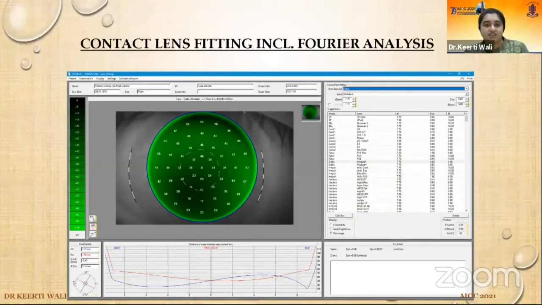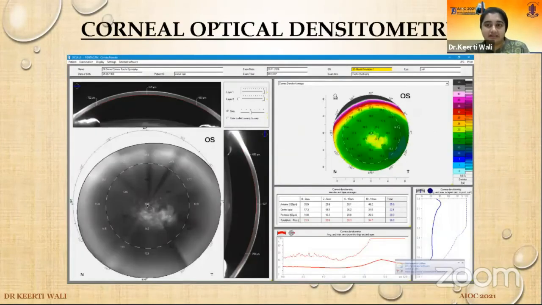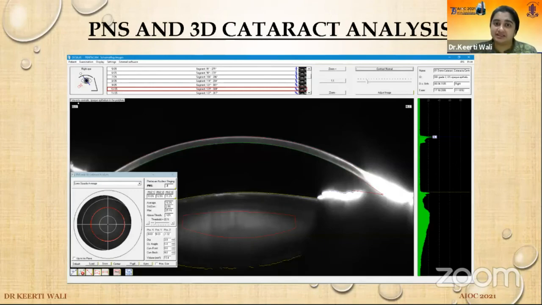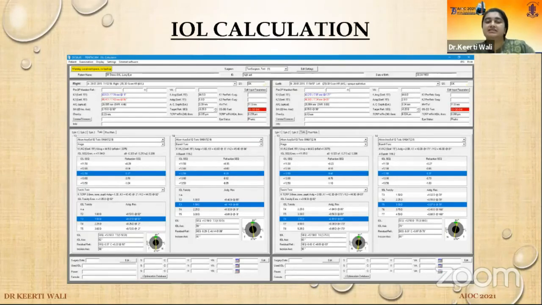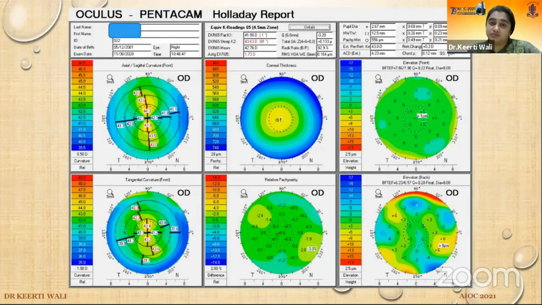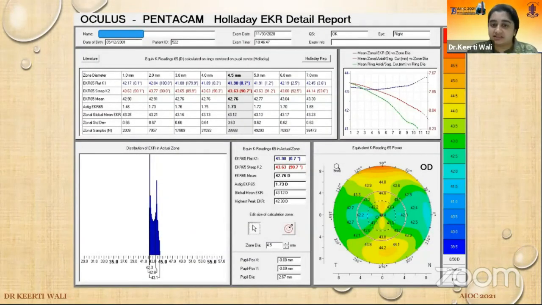Some non-topographic applications are in contact lens fitting, scleral lens fitting, corneal optical densitometry, cataract analysis, and IOL calculations, especially in post-refractive cases. We get a holiday report that gives us an EKR 65 flattened case.